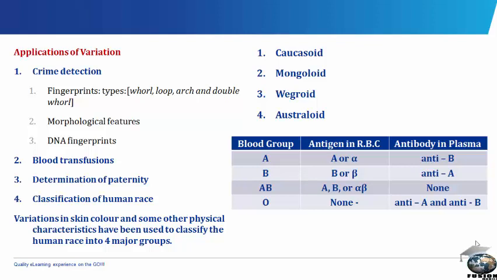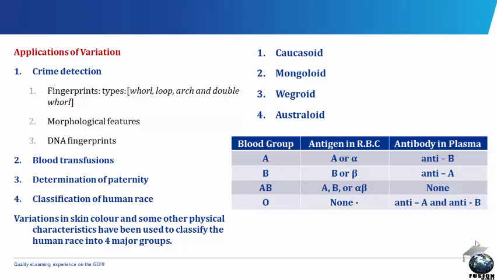The table here gives an analysis of the blood groups. This means that one with blood group A possesses antigen A but has the antibody B. One with the B blood group has antigen B with the antibody A. One with the AB has antigen A and B without an antibody in plasma, that is none. For the O blood group, no antigen in the red blood cell but has anti-A, anti-B in the plasma.